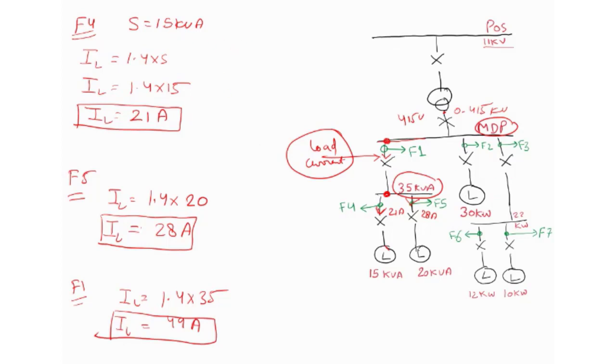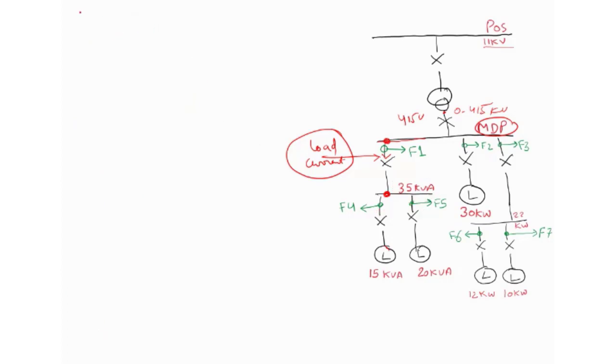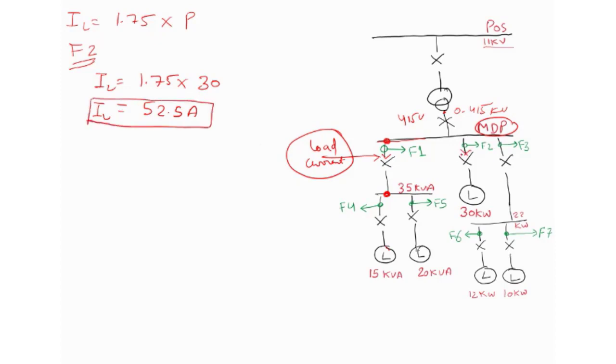But what about kilowatts? To calculate the load current from active power, IL will equal 1.75 into active power, which is P. For feeder 2, IL equals 1.75 into how much load is connected to feeder 2, which is 30 kilowatts. So 1.75 into 30 equals 52.5 amperes. This is the current that will flow under normal condition through this feeder.